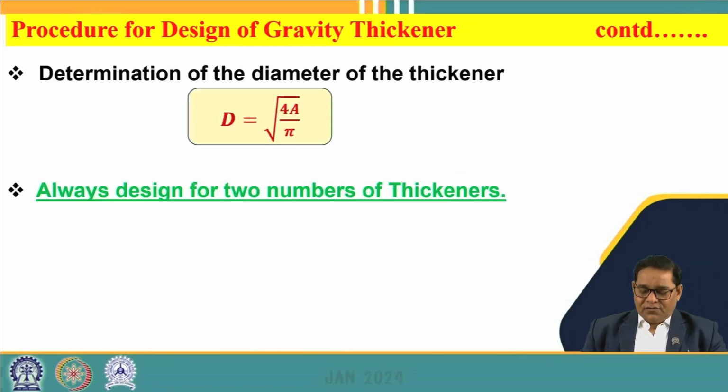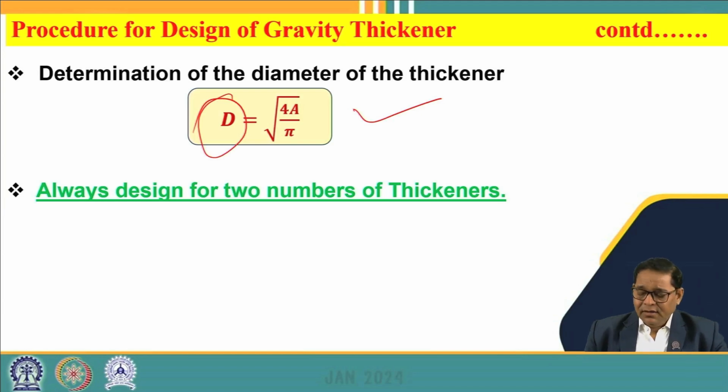So once we get the surface area, we can determine the diameter, because this is a circular section. The area is pi by 4 d square. And from this formula, if we find the diameter, it will be the square root of 4A divided by pi, where A is the surface area of the tank.